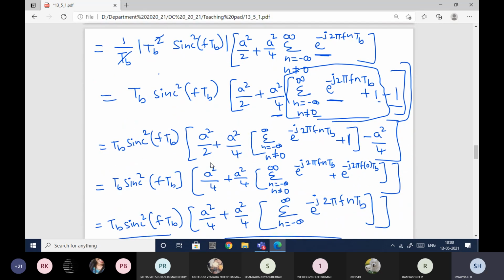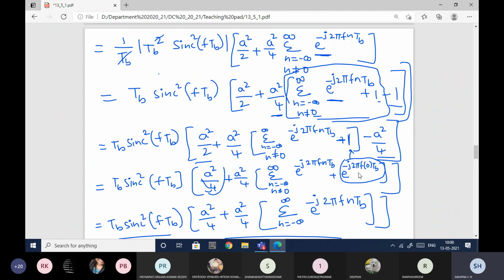Okay, so again, if you observe, I have A square by 2 here and A square by 4 here. So A square by 2 minus A square by 4 will reduce to A square by 4 here. Okay, and here in place of plus 1, I have written e power minus j 2 pi f n TB, taking n value as 0. Okay, so this term again reduces to 1 only. So that is the reason I have written like this.